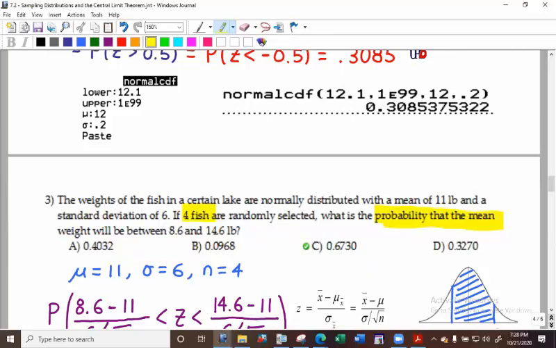If this was related to last week's stuff, this would say if a fish was randomly selected, or one fish, but obviously if you say a fish, that means one. If a fish was selected at random, what's the probability that the weight of that fish is between 8.6 and 14.6? That would have been last week's problem, which could have been on exam 2. But this is what makes it newer material here.